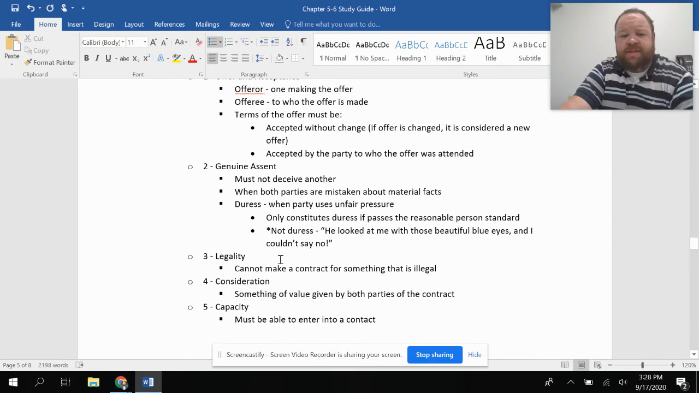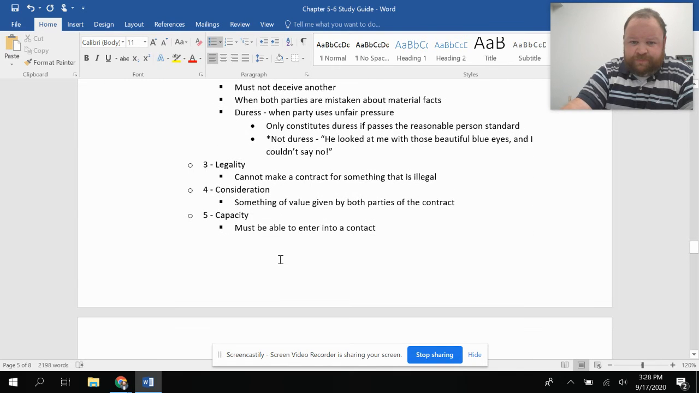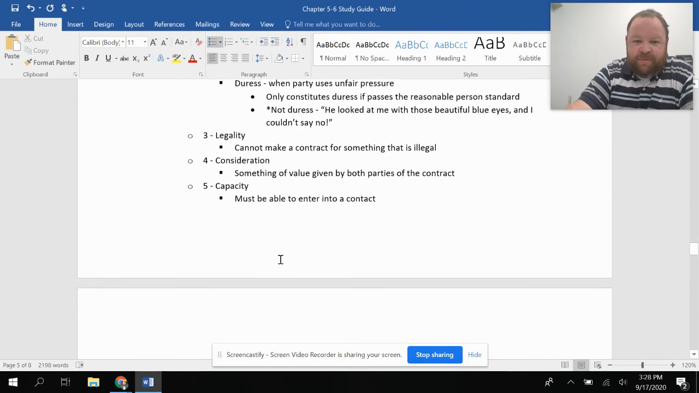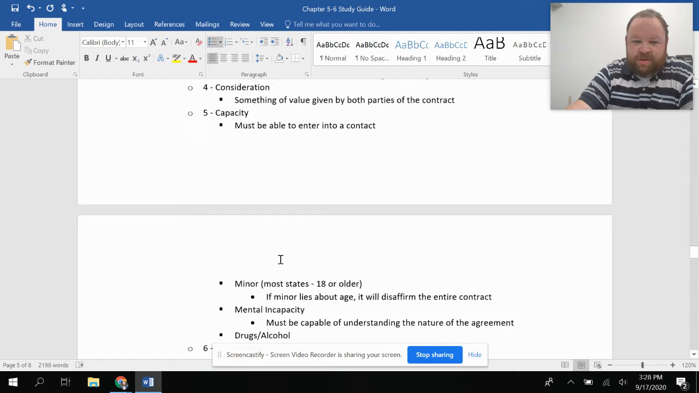The second is genuine assent. So it's basically not deceiving another, making sure that both parties know all the facts and that it's not under duress. Legality: you can't make a contract for something that's illegal. Consideration is something that both parties have to give, right? You have to take some time to think about it. Capacity: must be able to enter into a contract.